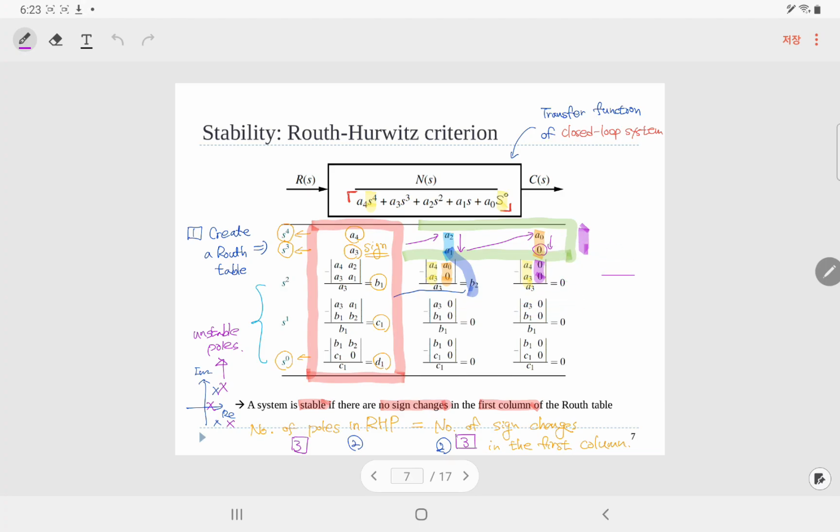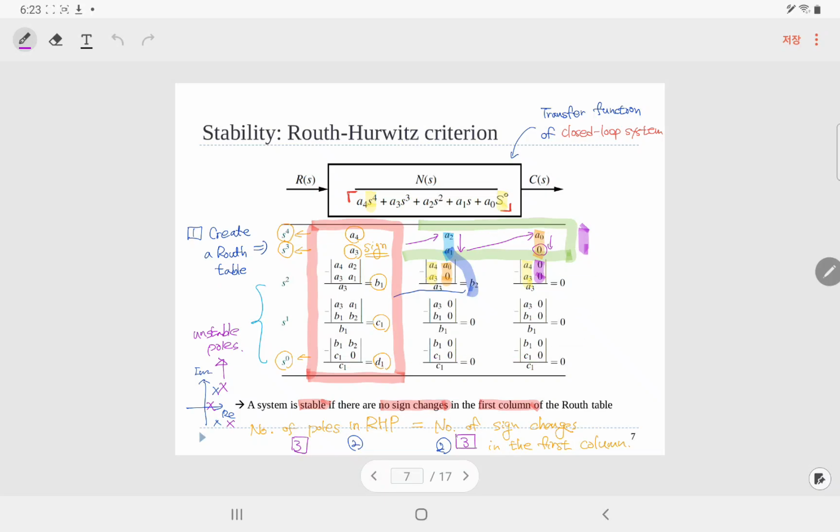여기도 마찬가지로 한 칸 건너뛰면 아무것도 없으니까 제로, 제로. 같은 패턴으로 디터미넌트 쭉 계산해서 내려와서 숫자로 다 채워지는 것이 루스 테이블이에요. A가 전부 계수들이니까 코에피션트니까 이건 어차피 숫자들로 마치 행렬처럼 딱 채워지는 거예요. 이걸 만드는 게 첫 번째 스텝입니다.